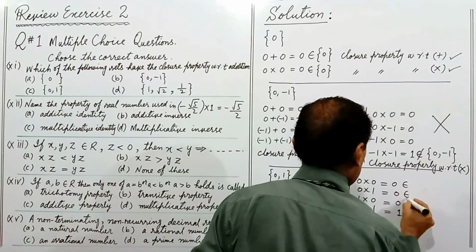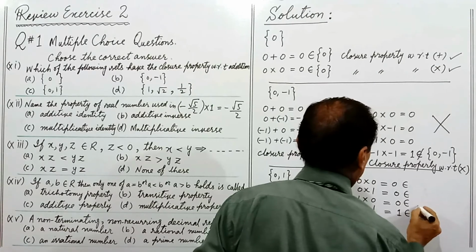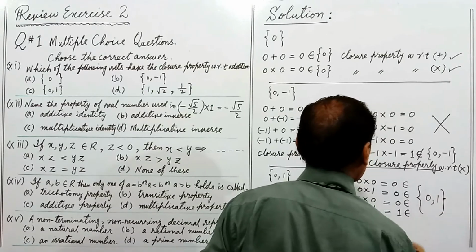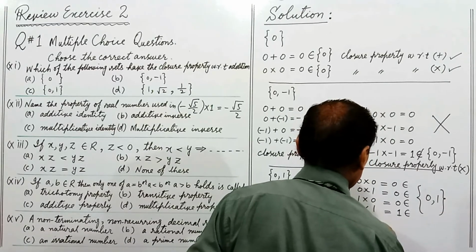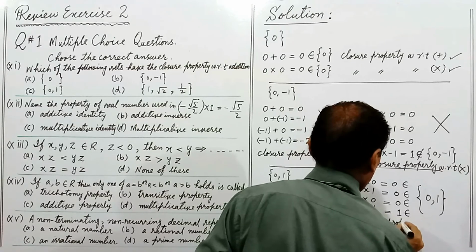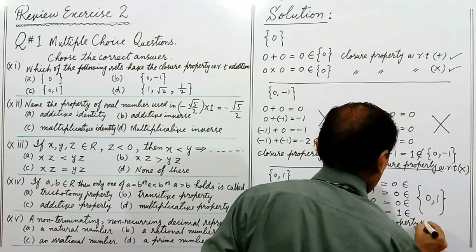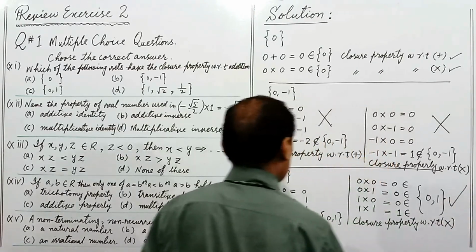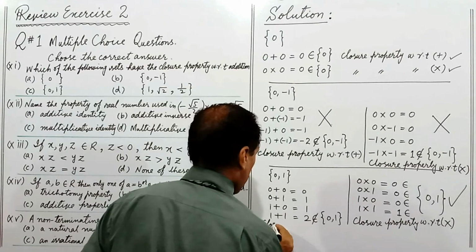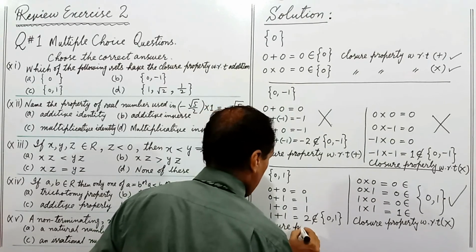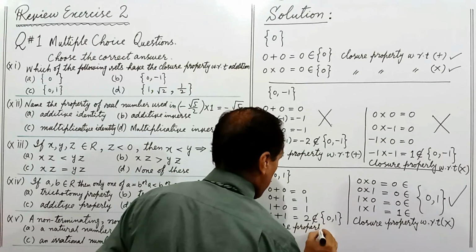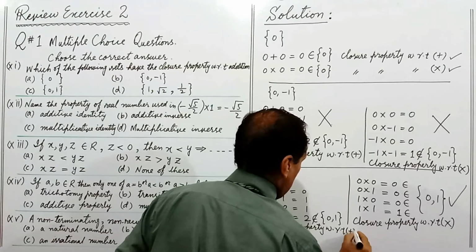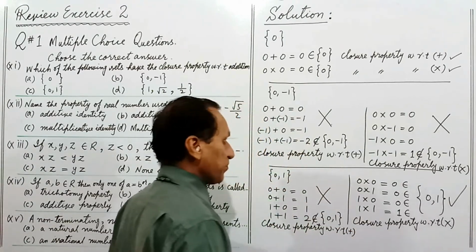It means that all of the elements belong to what? They belong to the set 0, 1. So it means the closure property with respect to multiplication does hold, but the closure property with respect to addition does not hold for this set.